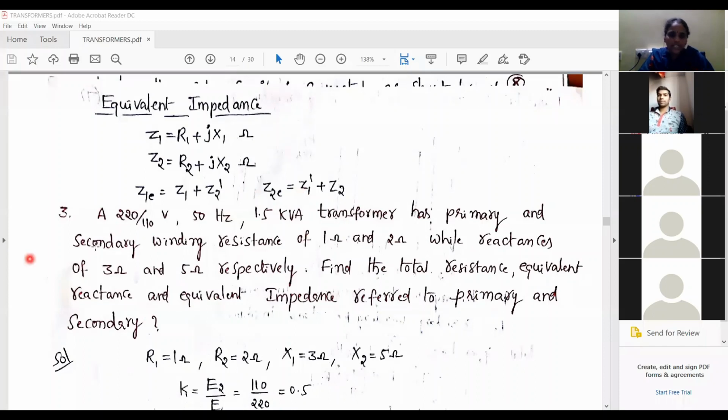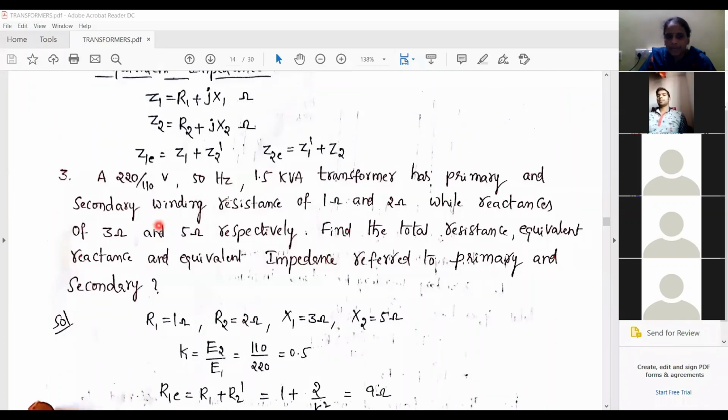Okay, now you see this problem: a 220 volts by 110 volts. What type of transformer is it? Step down transformer, 50 hertz, 1.5 kVA. What is this? This is the rating of the transformer. The VA rating of the transformer is 1.5 kVA. Is it clear? Yes, ma'am.